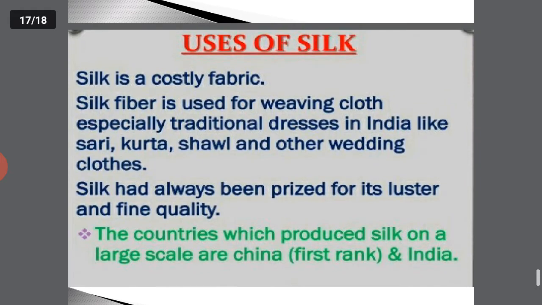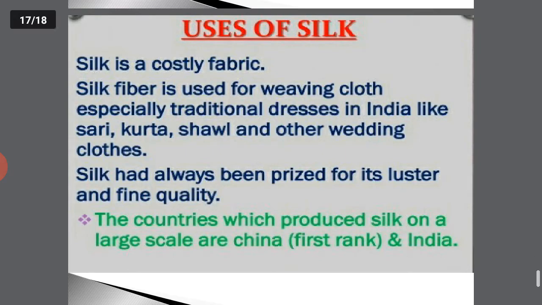Uses of silk. Silk, we all know, is a lustrous fabric, so it is very costly also. Silk fiber is used for weaving clothes, especially traditional dresses in India like sari, kurta, shawl, and other wedding clothes. Silk has always been prized for its luster and fine qualities. In silk production on a large scale, China is ranked number one, and India is also there.